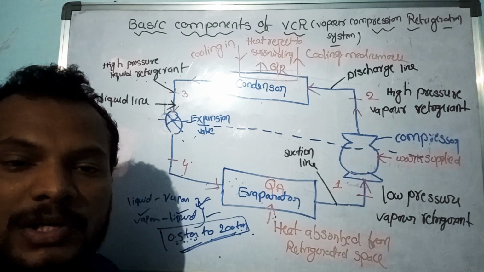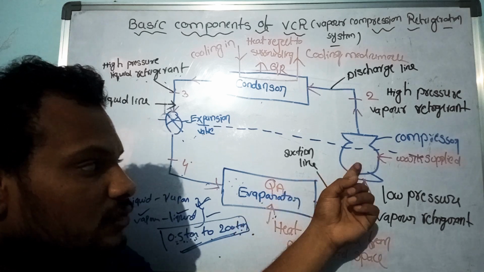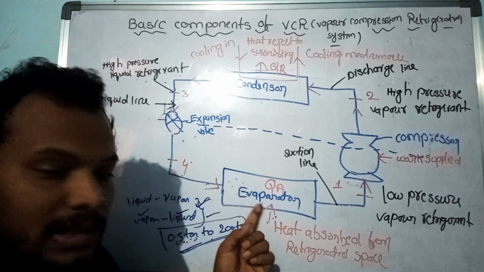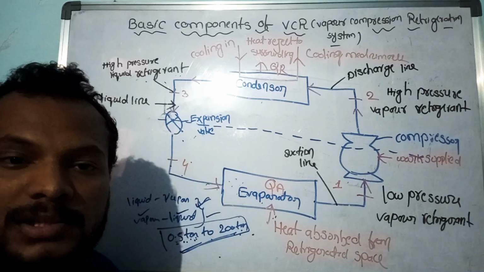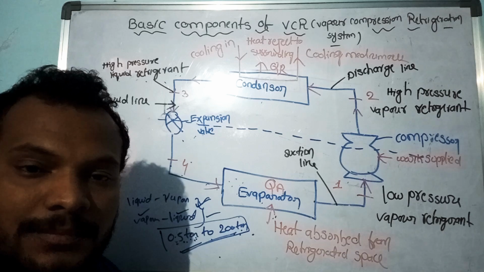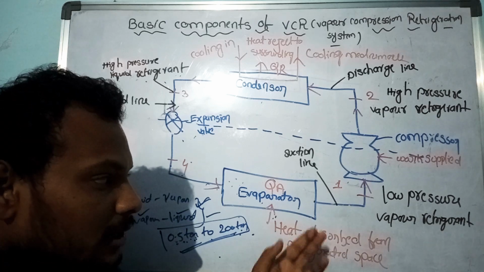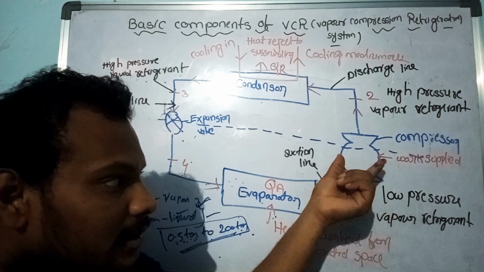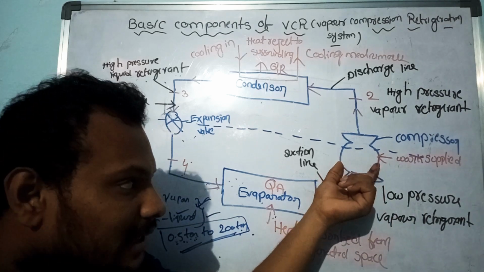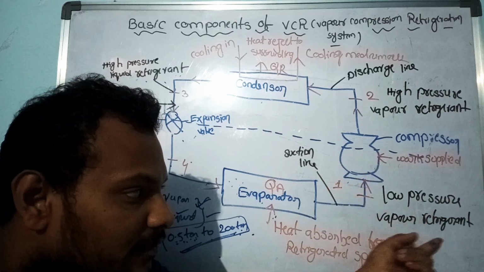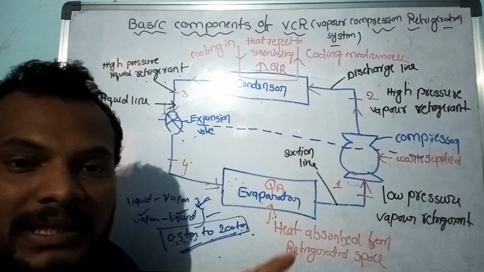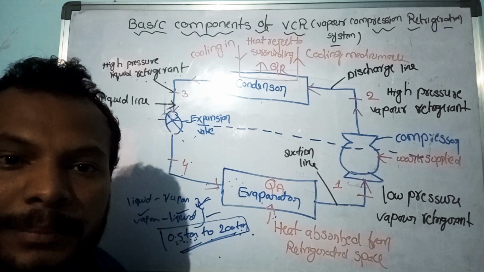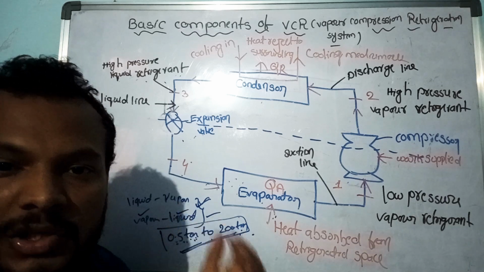What are the basic components of the VCR system? The first is the compressor, the second is the condenser, the third is the expansion valve, and the fourth is the evaporator. These are the four basic components of the vapor compression refrigeration system. Coming to the working principle, the low pressure vapor refrigerant goes to the compressor and is compressed. Whenever compression is done, the pressure increases.